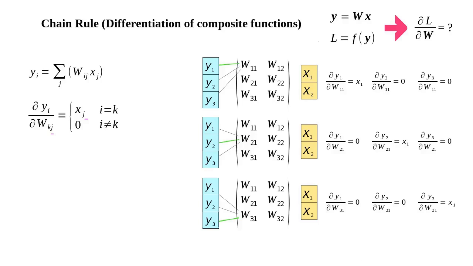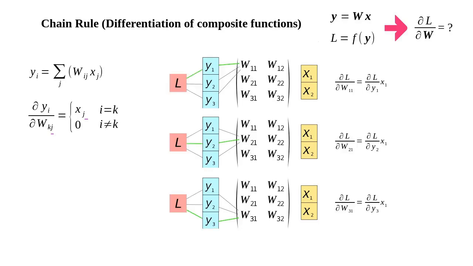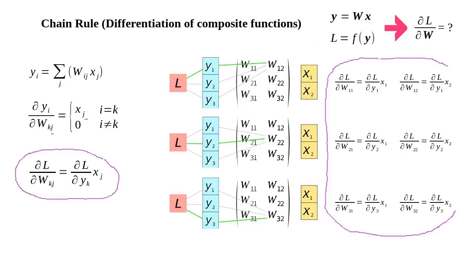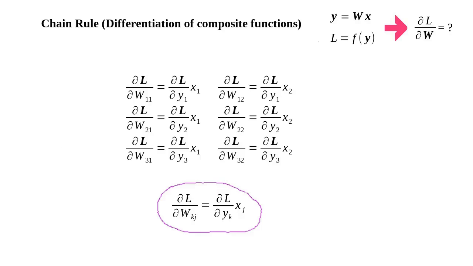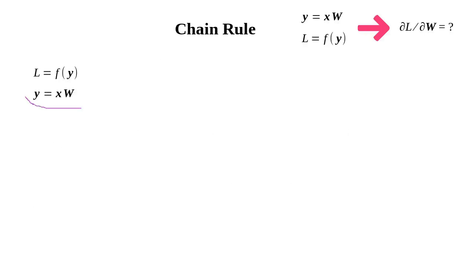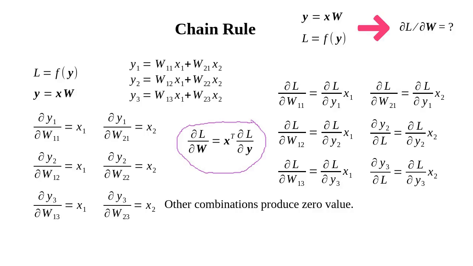To simplify the concept without using complex math symbols and nested summations, refer to the figures on the right. The final result can be expressed using either indices or matrix and vector notations. If x and y are row vectors, the final derivative of y with respect to w takes a different form.